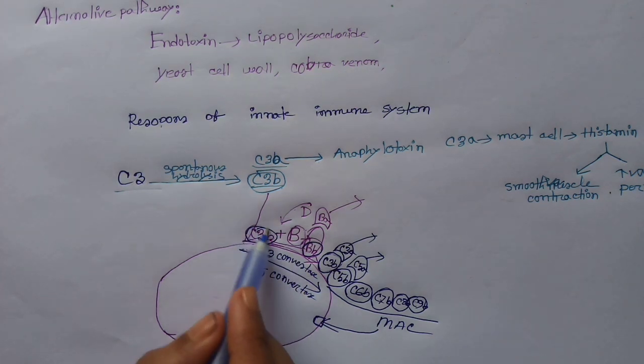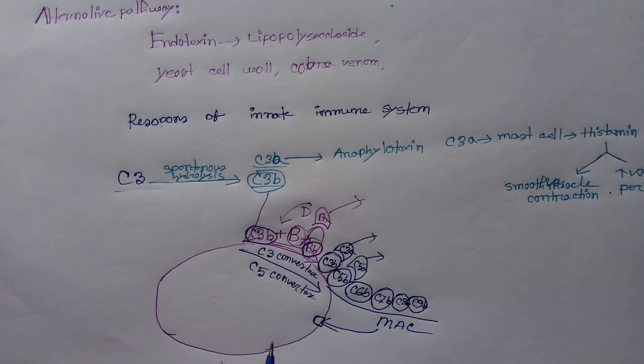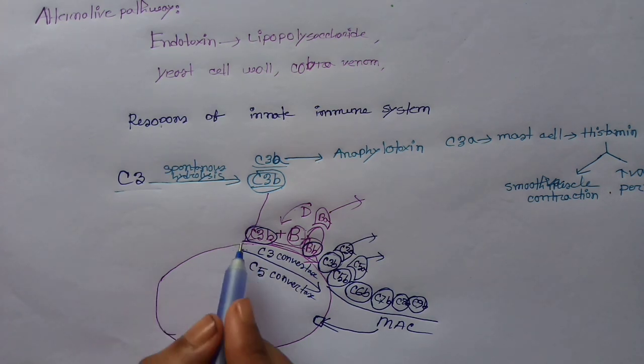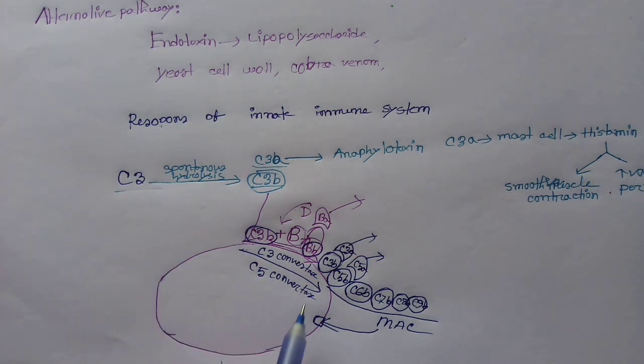C3b acts as an opsonizing agent. It can bind to the surface of the antigen and block its pathogenicity. Ultimately phagocytic cells like neutrophils and macrophages engulf them and the bacteria or antigen will disappear. So this is all about the alternative pathway of complement system activation.